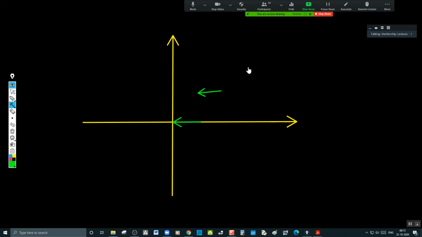And between 2 and 3, it is 2, please. Between 3 and 4, it is 3. Like this, it forms like steps. This is called step function, please.